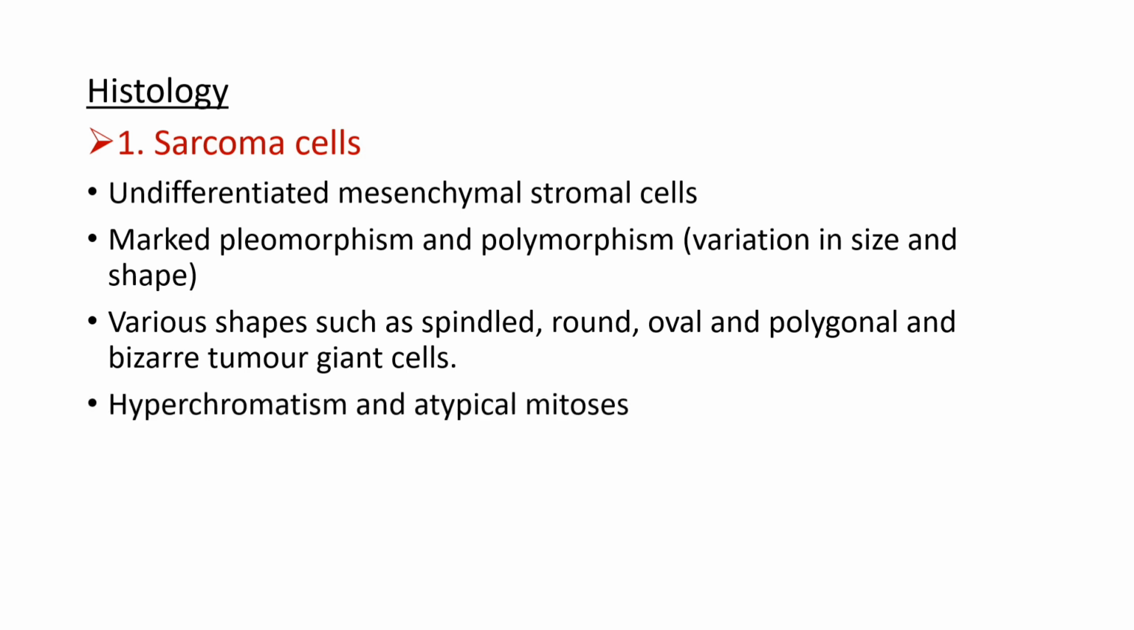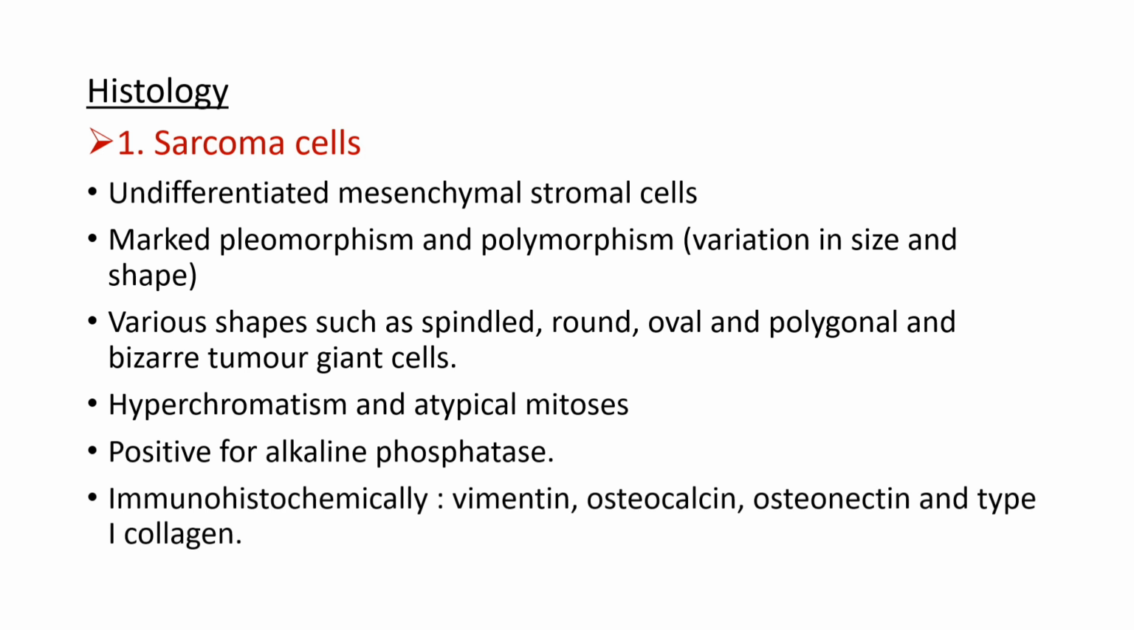They show hyperchromatism and atypical mitosis. Hyperchromatism means thickly stained nucleus, and atypical mitosis is abnormal mitosis. They show positivity for alkaline phosphatase. They have abundant alkaline phosphatase enzyme. In immunohistochemistry, we can detect vimentin, osteocalcin, osteonectin, and type 1 collagen proteins.